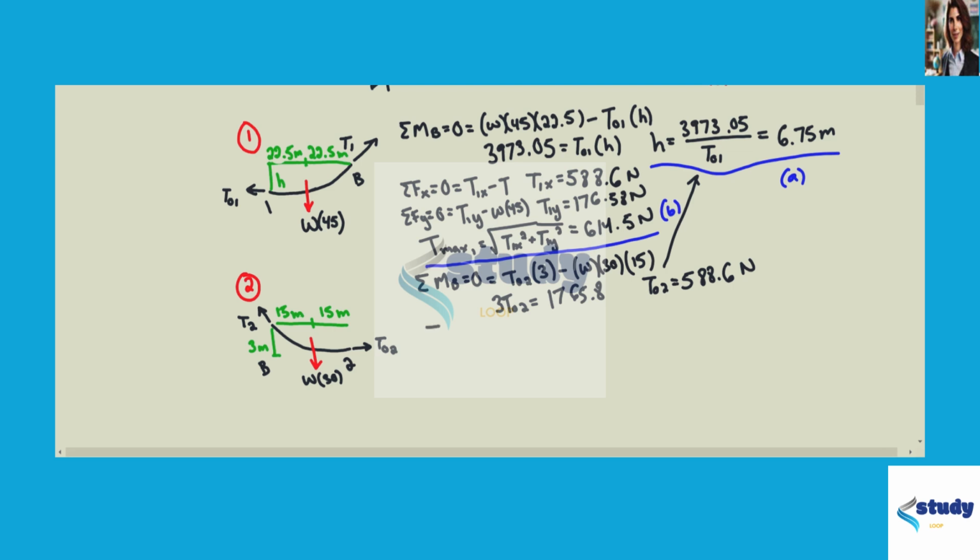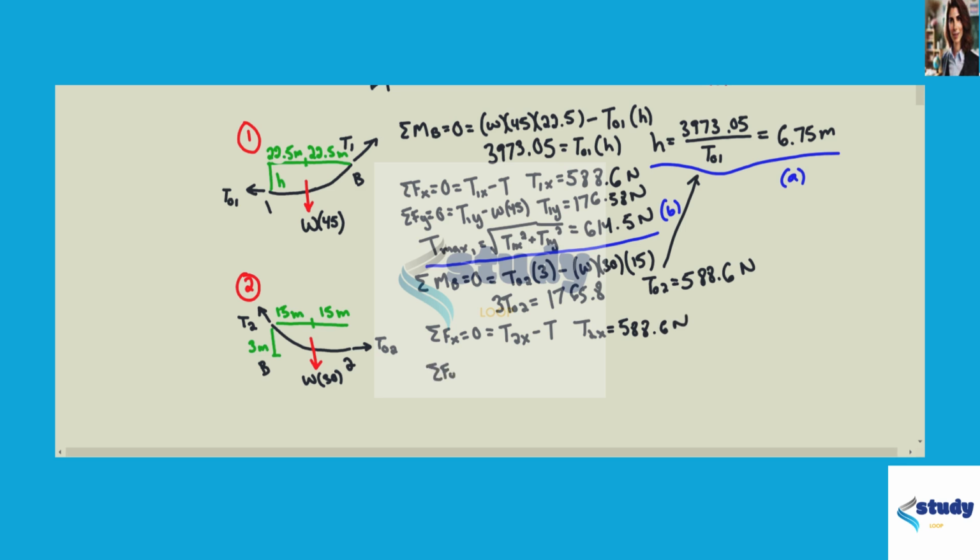Now we're going to solve for the maximum tension in the second cable. We do the sum of forces in the x direction again. This will equal the same thing as the first one, because remember T2x is the same as T1x, so it's 588.6 newtons.